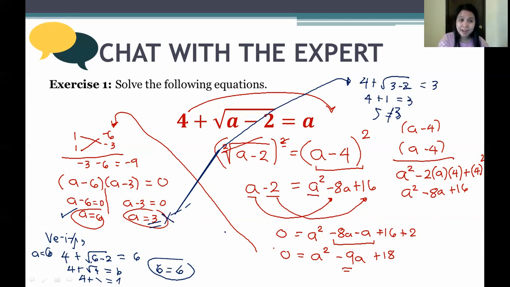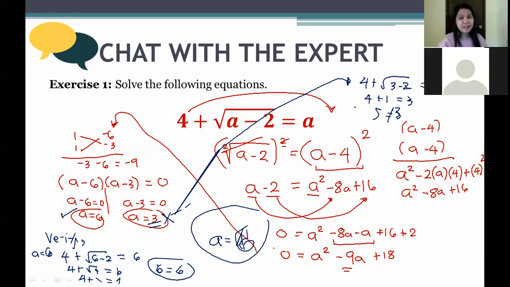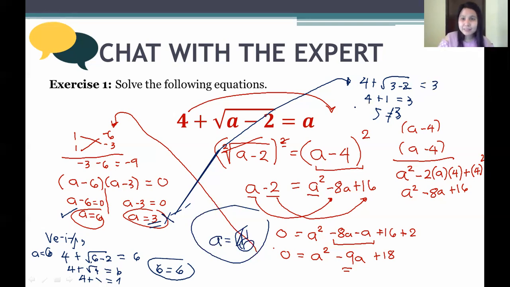So what will be our final answer? Our final answer is a is equal to 6. Now, do you have any questions before I go to the next one? Or if you don't have questions, feel free to give me a thumbs up. Okay, very good. Let's have the last one first.